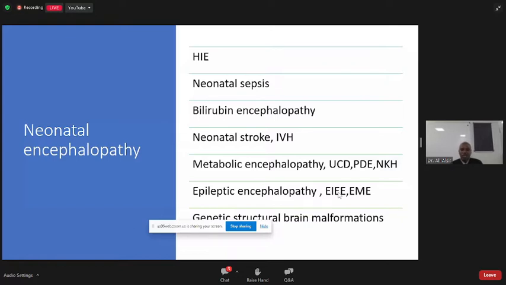Urea cycle defect is characterized by hyperammonemia. It's a common cause of encephalopathy early in the neonatal period, and also has to be considered, and it is easy to check the ammonia. Also, the importance of neonatal screening: if we have it, we will save a lot of brains.